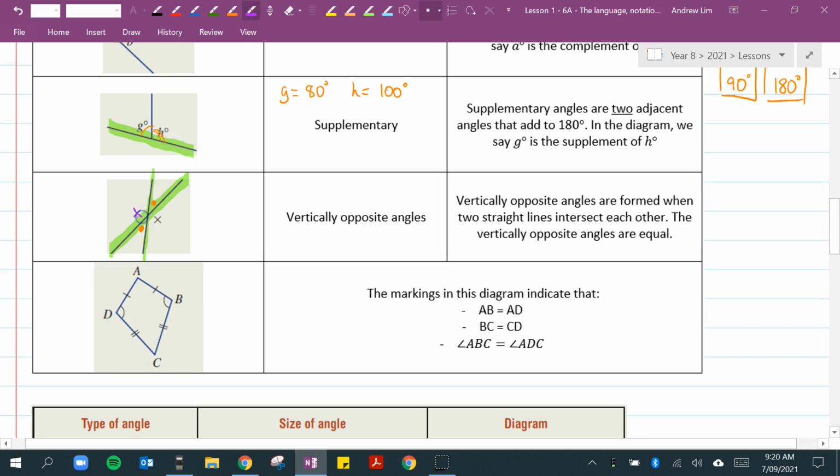And this X is vertically opposite to that, and they are equal to each other. So if the left one is 100 degrees, the right one's 100 degrees. The important thing to know is that that purple cross and that orange dot will actually add to 180 degrees because they form a straight line. They are supplementary angles. They are two angles that are adjacent to each other, and they form a straight line. So whatever the purple one is plus the orange one, it will add to 180 degrees.